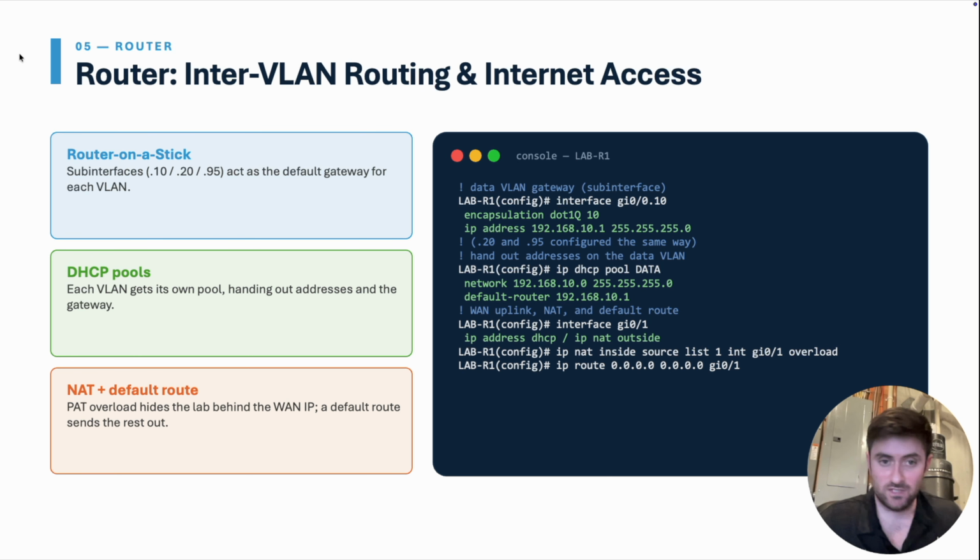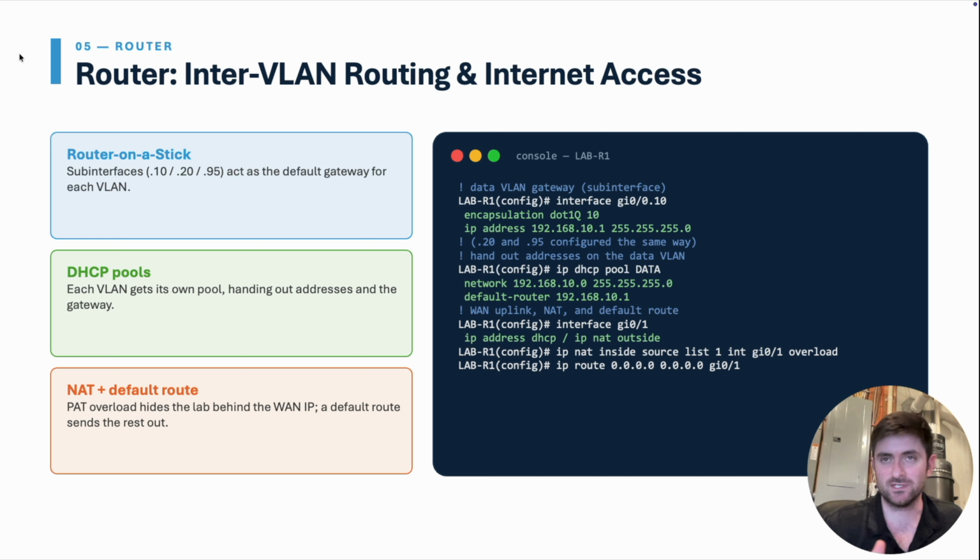This kind of expands upon that. So you can see we have the subinterfaces configured on the router. 0.10, that's your subinterface. G0, whatever, 0.10, 0.20, whatever. That's how you configure it. Acts as the default gateway for each VLAN. Router encapsulation dot1Q says, okay, I can receive that VLAN from the switch.